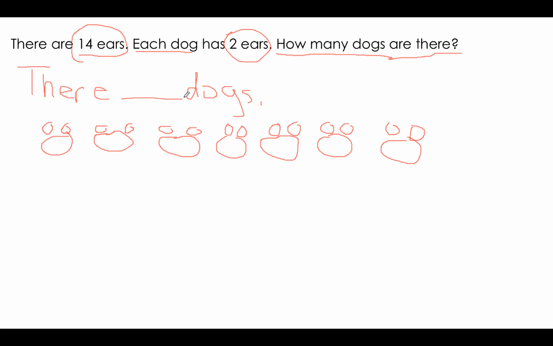So the question is, how many dogs are there? 1, 2, 3, 4, 5, 6, 7. So there are 7 dogs. So my equation would be, I had 14 total divided by 2 ears equals 7 dogs.